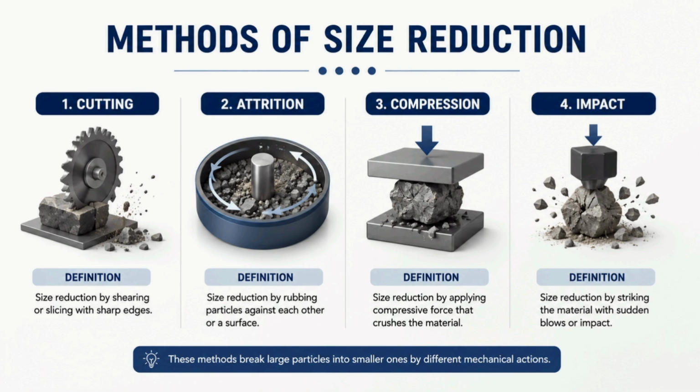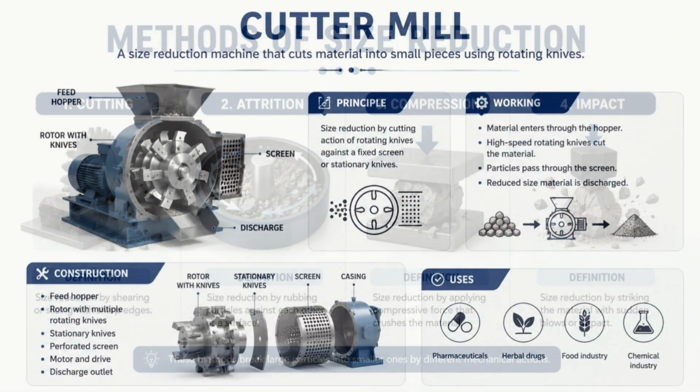The process should produce a uniform particle size. The method should avoid contamination and heat generation. Proper method selection improves the product quality. Thus understanding the methods is very important in pharmaceutics. We will see them one by one clearly.